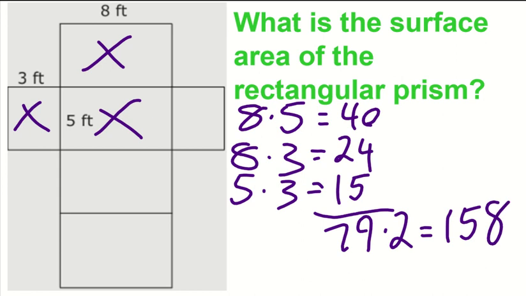Okay? The 2 most common mistakes I see with this one are, well, like we did, we forget the multiplying by 2. The other thing I see people do is get the volume, just multiply the 3 numbers together. But you want to make pairs. Okay? Any questions?